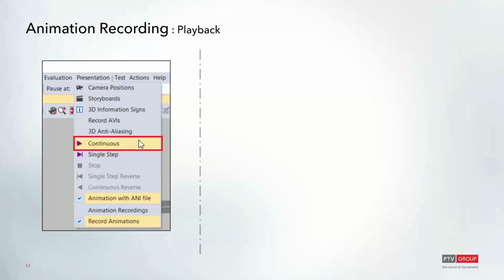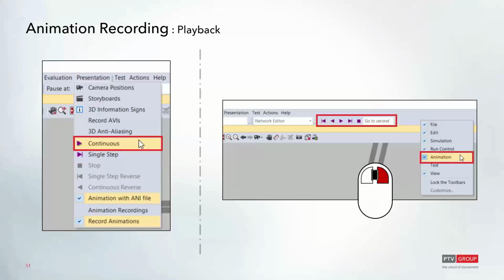And then in order to play back that saved animation file, if you go back to the presentation menu, you can select that continuous option. This is going to open up a file explorer where you can choose and select that animation file. And then from here, you can use these other buttons. You can use the single step or stop, or the single step reverse or continuous reverse in order to navigate and play that animation back.